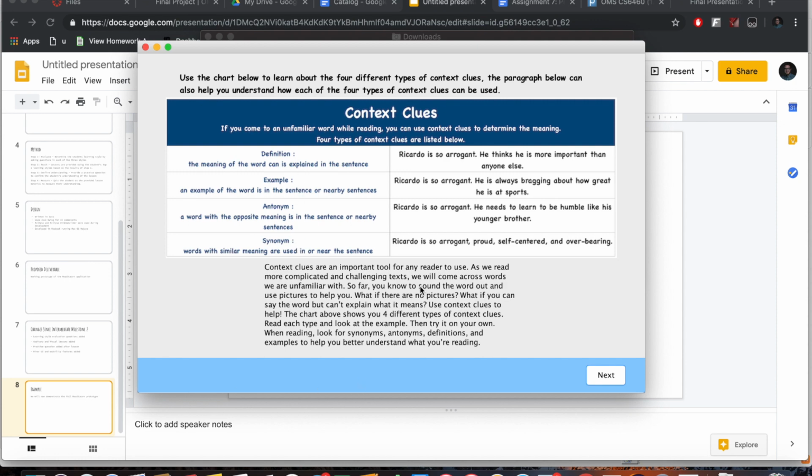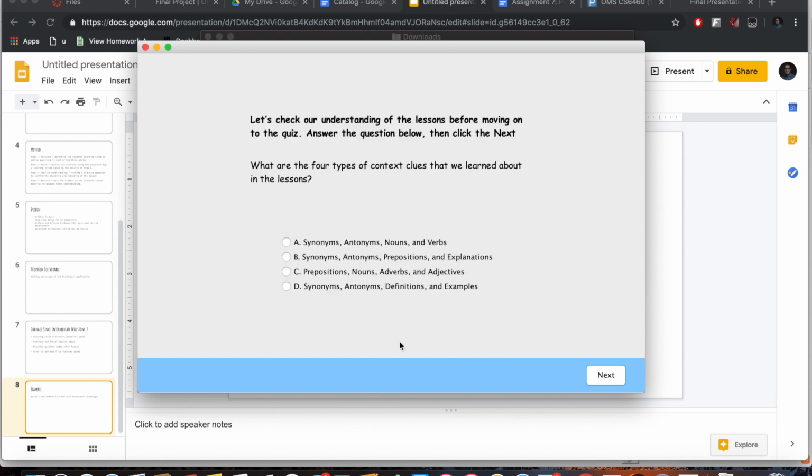So again, we're not going to read through all of this, but this is an example of the lesson that a student would see. They should read through this here and try to just gain an understanding of how to use these types of context clues. Okay, now we've moved on from the lessons, and this is a practice question to confirm a student's understanding of the lessons. And I'm going to get this wrong intentionally just to show that if they get it wrong, it's going to take them back through the lessons again.